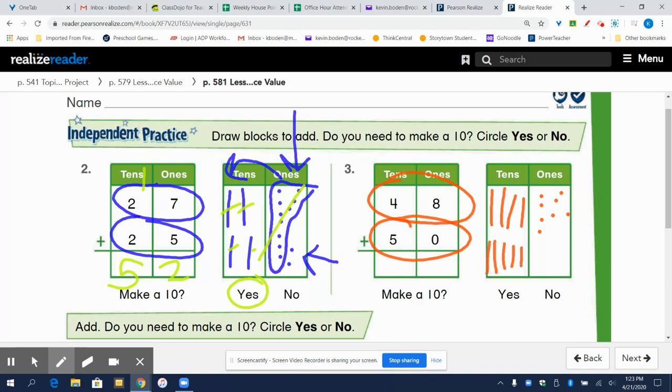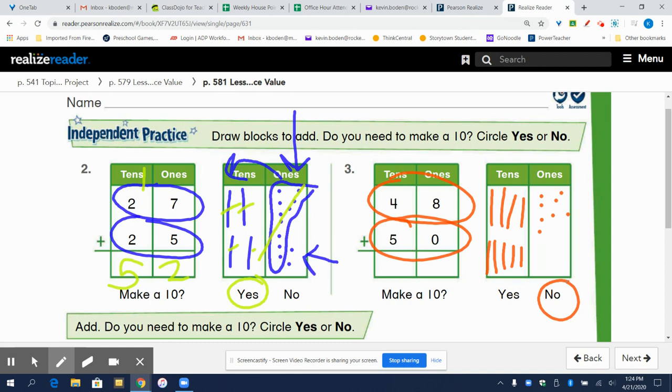5 10s, 0 1s. Can we make a 10? Think about that now. Maybe pause it while you think about it. Can you make a 10? Well, you should have said no because there are only 8 1s over there. To make a 10, you need 10 inside of that 10 frame. There's no such thing as an 8 frame. So no, you cannot make a 10.